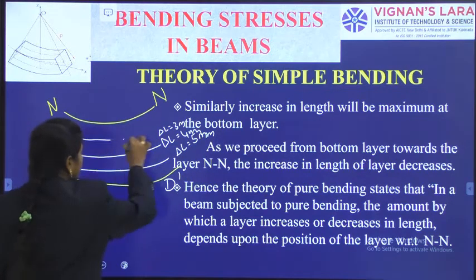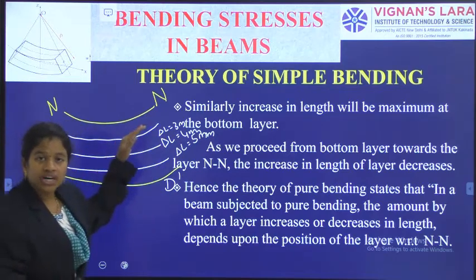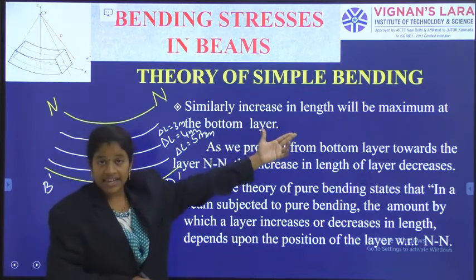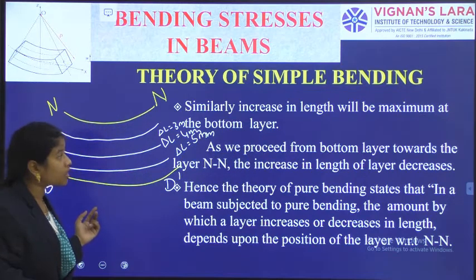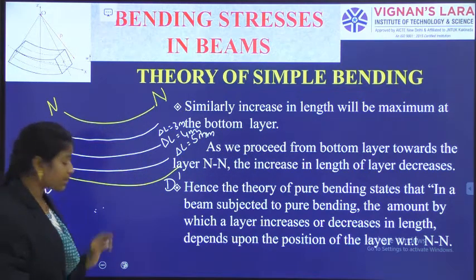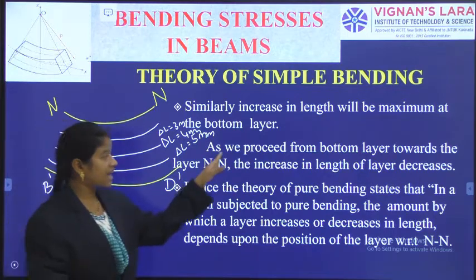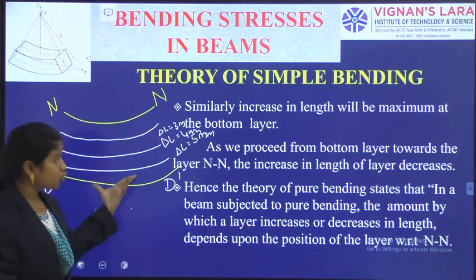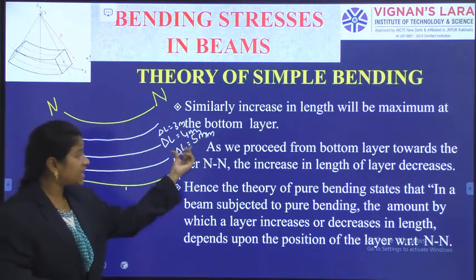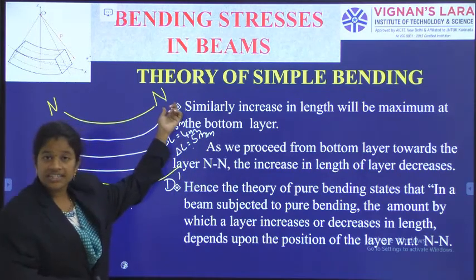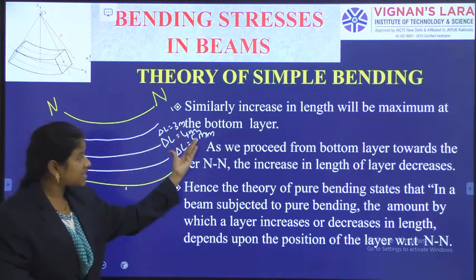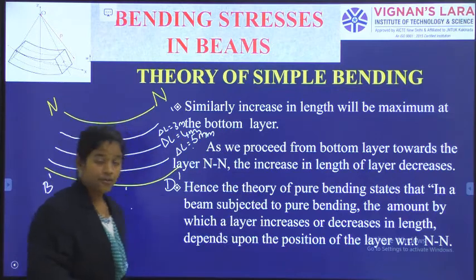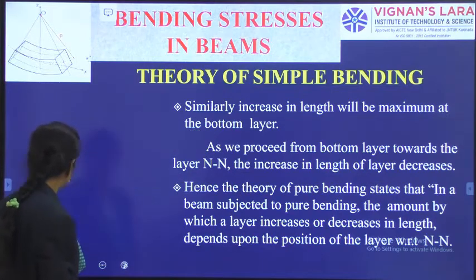In this way, when I am coming towards the neutral layer, what is happening? Similarly, the increase in the length is maximum at the bottom layer. As we proceed from the bottom layer towards the neutral layer, the increase in the length is also decreasing. So these increased values are also decreasing, and hence the theory of pure bending is stating something.